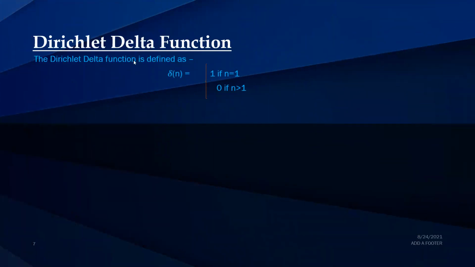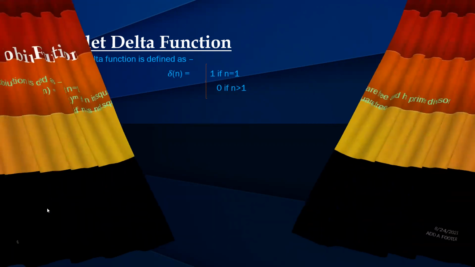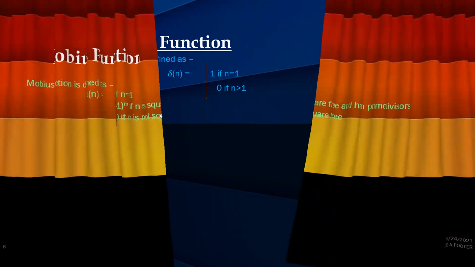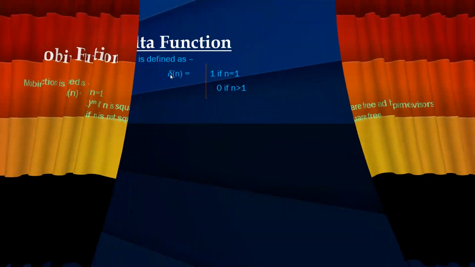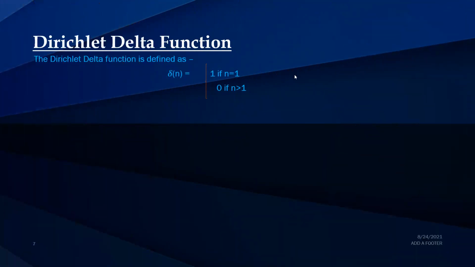Now let's move on to the Dirichlet delta function. It's very simple, and I know you may be curious why such simple functions are defined. These functions have a purpose, like I told you about the Mobius function, which had the purpose of solving a conjecture. So, delta of n is equal to 1 if n is equal to 1, and 0 if n is greater than 1, and it is used in analytical number theory. I won't be talking about its application.